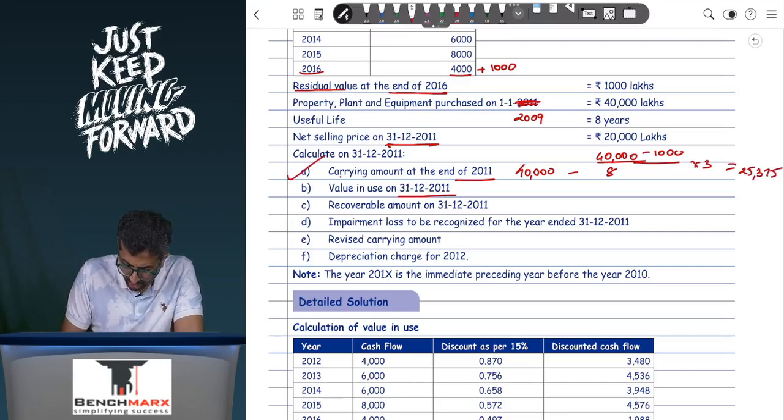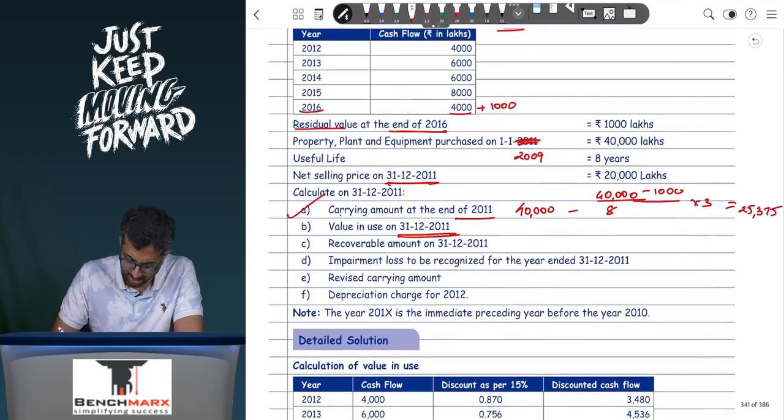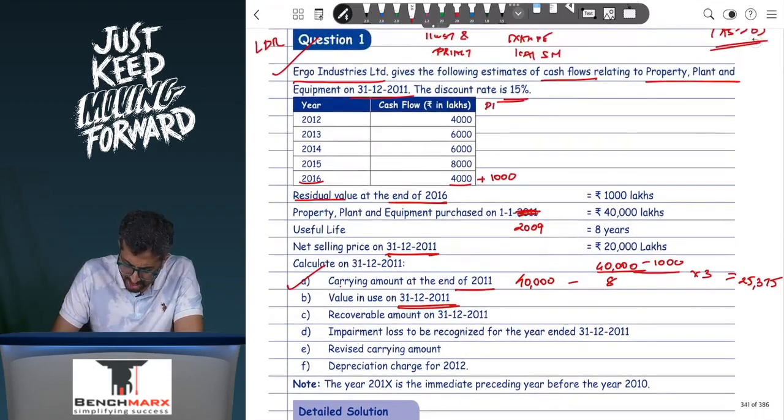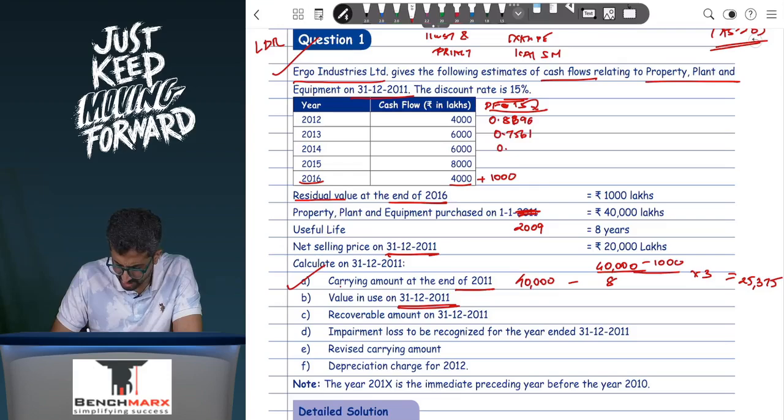Okay, value in use as on 31st December 11. This is calculated as the present value of the future cash flows. You will discount this at the rate of 15%. 1 divided by 1.15, let's say 0.8696, 0.7561 and so on, 0.6575, 0.5718, 0.4972, and then you will find the present value.